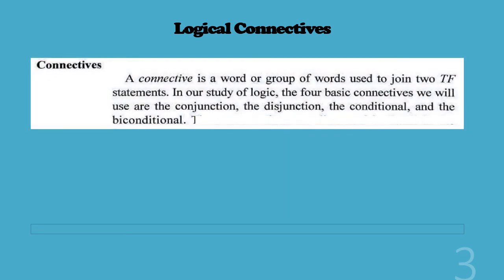Now, connecting the true-false statements, we're going to have connectives. So a connective is a word or group of words that we use to join two true-false statements. In logic, we have these four basic connectives. We have conjunction, disjunction, conditional, and the biconditional.